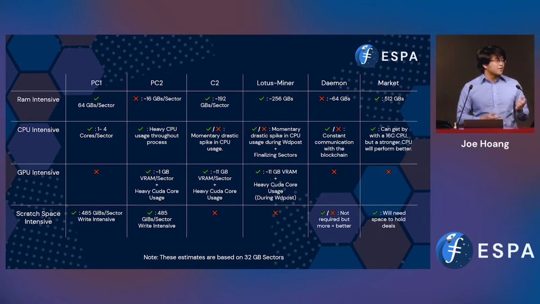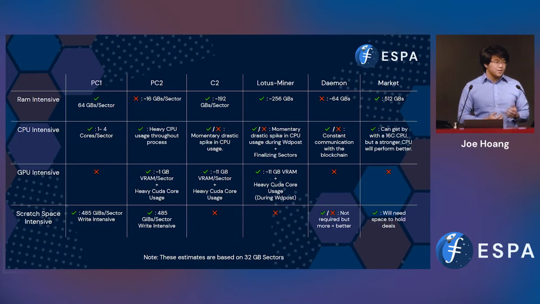So before I get into the numbers on the graph and going over how to read it, I do want to note that these estimates are based on 32 gigabyte sector size. If you are interested in doing 64 gigabyte sector size, I can say that for the most part, you can double the numbers on this chart, but that's not always the case for every single one. So let's go into how to read it.